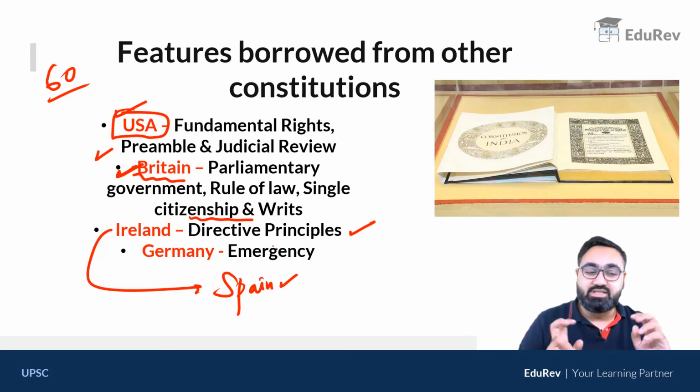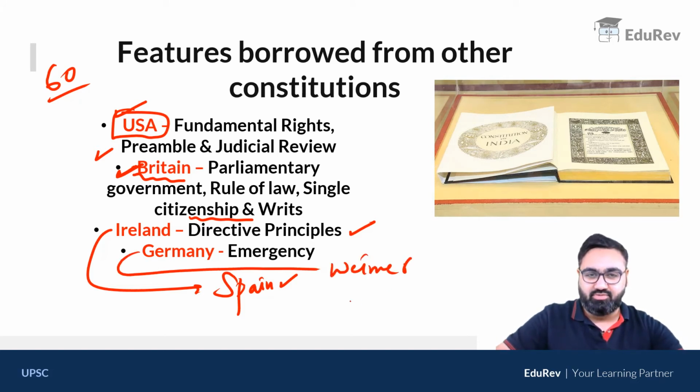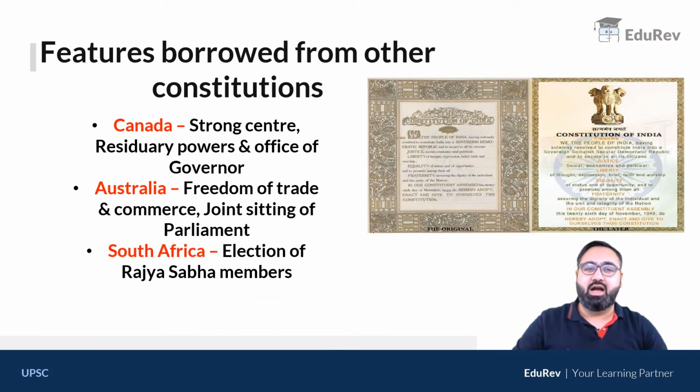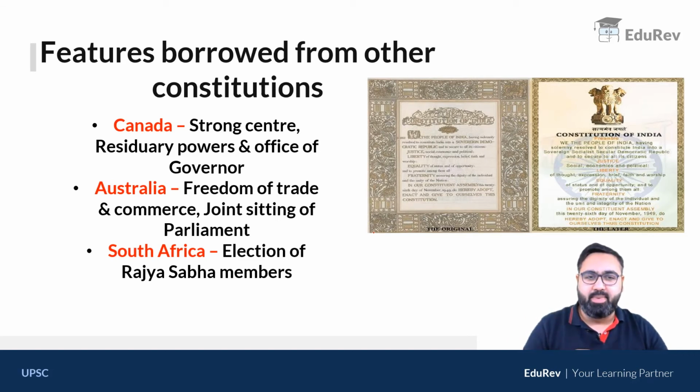From Germany, we took emergency provisions. Germany's constitution is also known as the Weimar Republic. So the Weimar Republic or the German constitution is the one from where we took emergency provisions. Emergency provisions are mainly those provisions under which the central government becomes very powerful and controls the entire country. From Canada, we took the concept of the office of the governor, residuary powers and a stronger center. Residuary powers means if any subject is not mentioned in the state list, union list or concurrent list, that subject goes to the kitty of the parliament. So that is a residuary power.